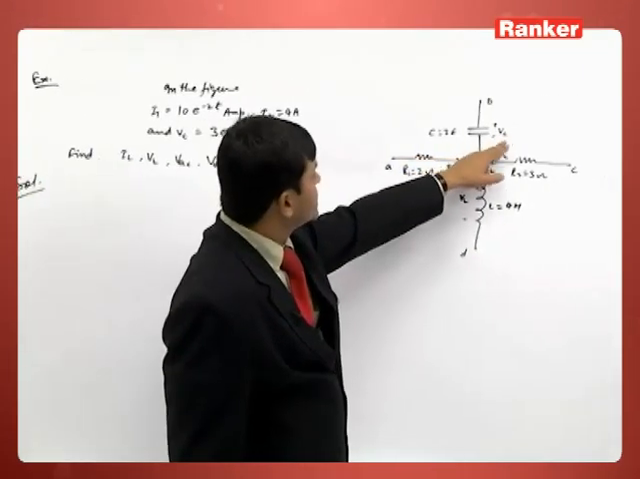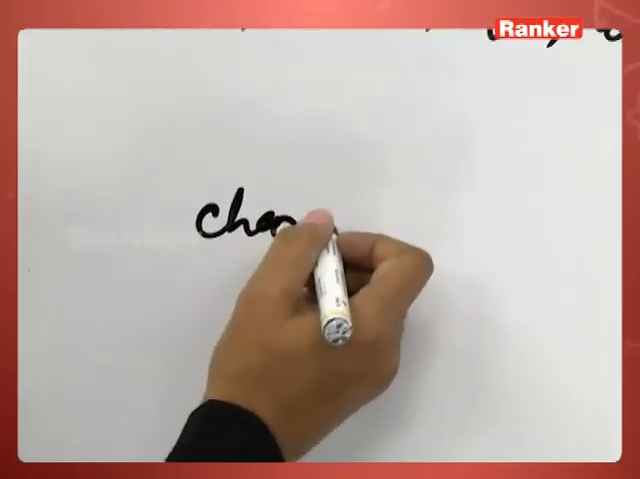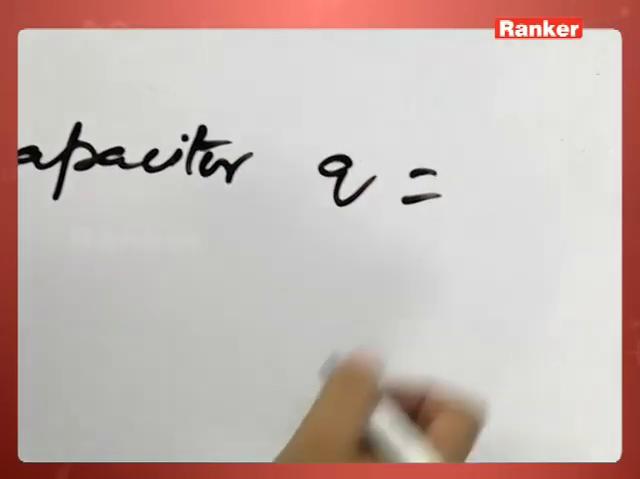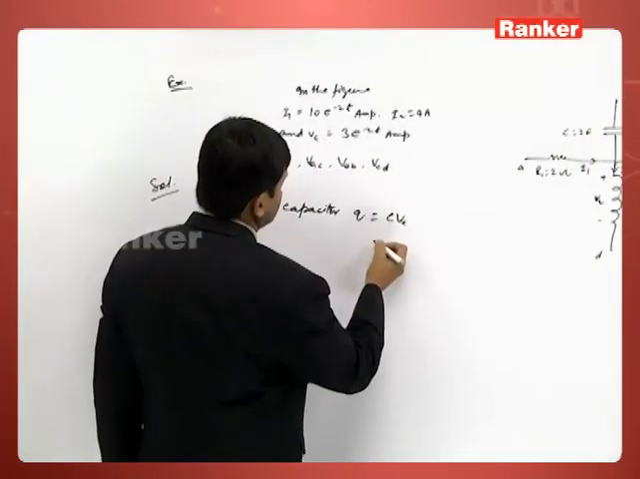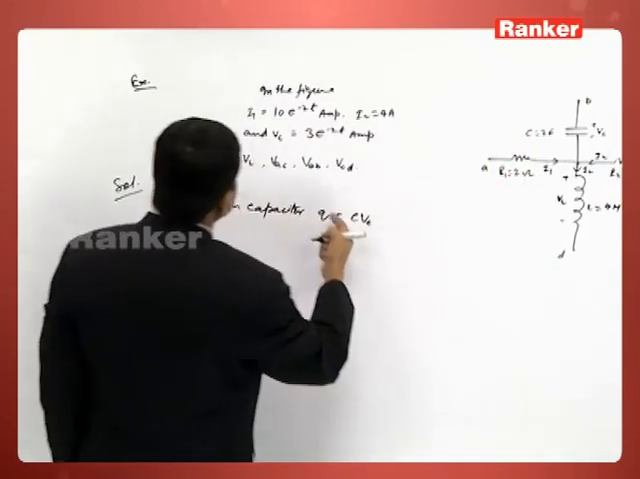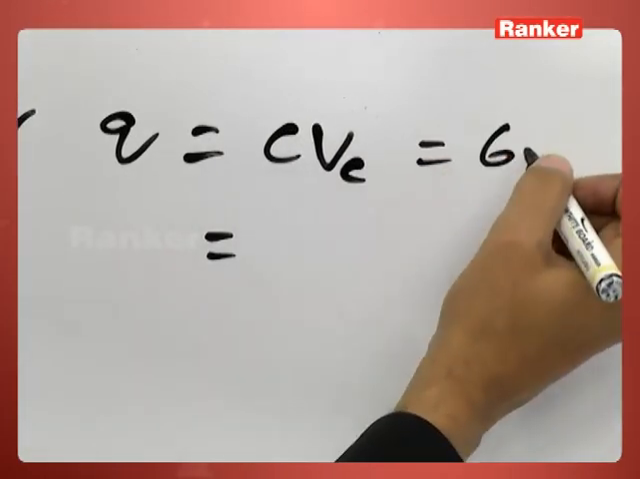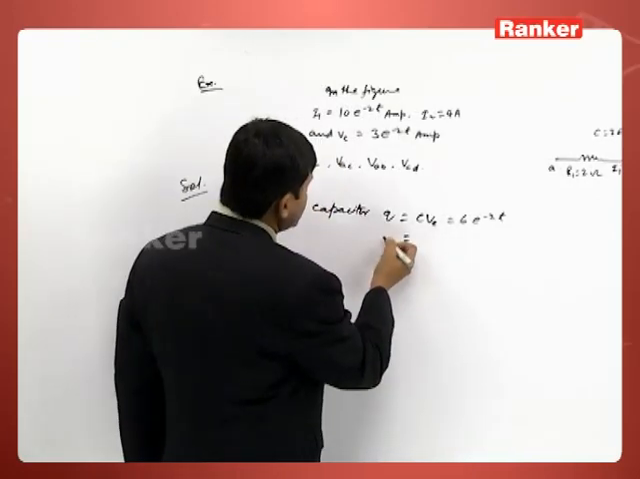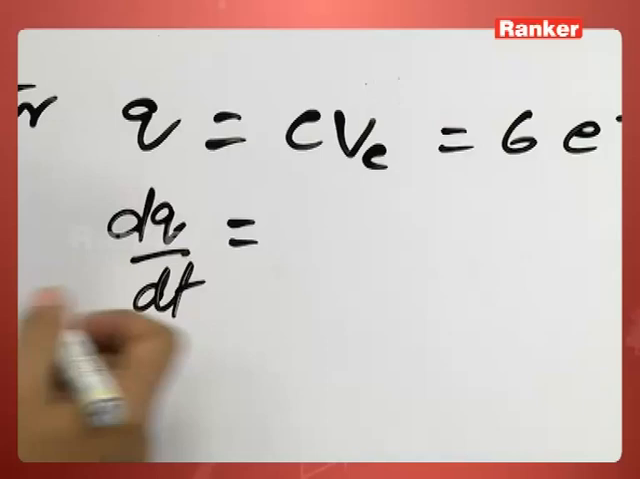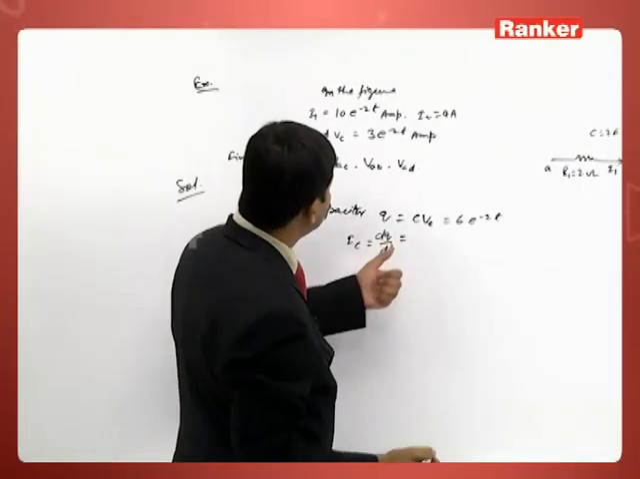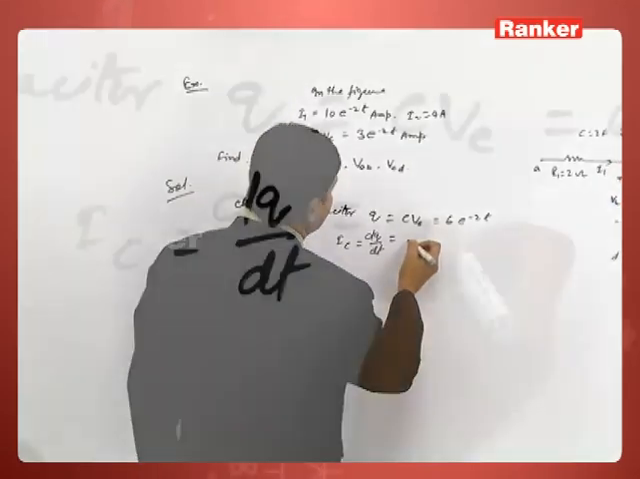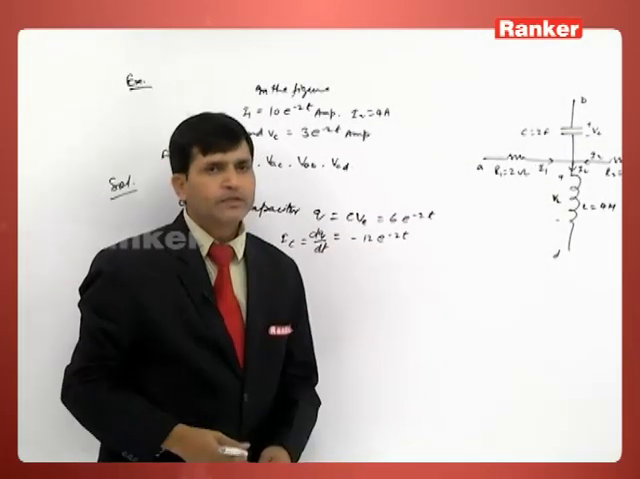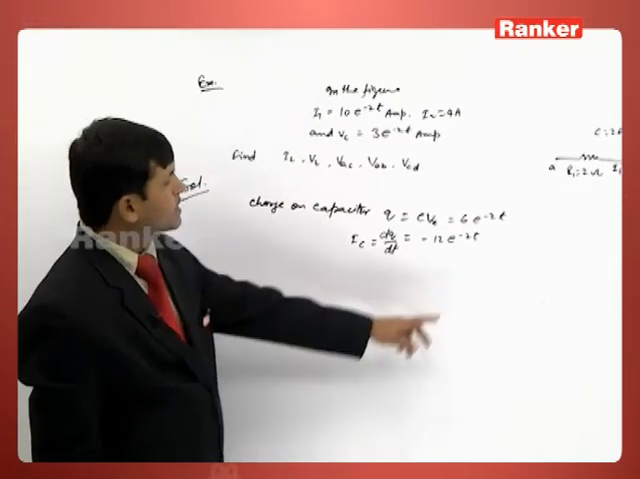See, if I look at the charge on the capacitor, Q is equal to C into VC. Capacitance is given as 2 farad, VC is given as 3 e to the power minus 2t, so it becomes 6 e to the power minus 2t. Now, if I look at the current in that branch, IC is dq by dt, which is minus 12 e to the power minus 2t. The current value comes out negative.